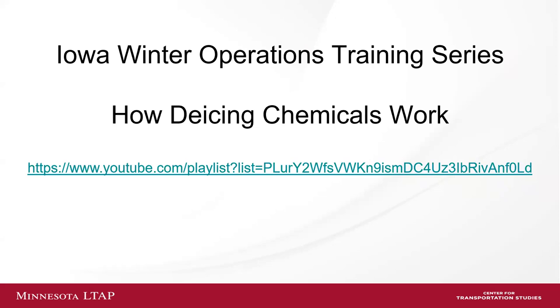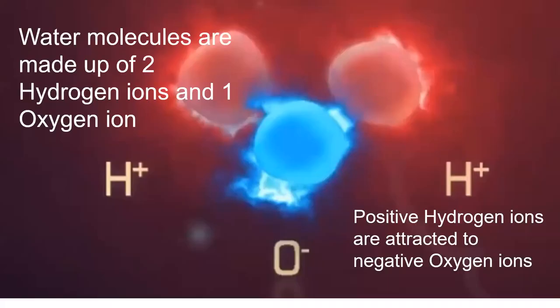Because I can't show the video, I did take some screenshots and I just want to kind of walk through how the de-icing chemicals work. So I think you all know that water is made up of H2O. So we have two hydrogen ions and one oxygen ion. And the positive hydrogen ions are attracted to those negatively charged oxygen ions.